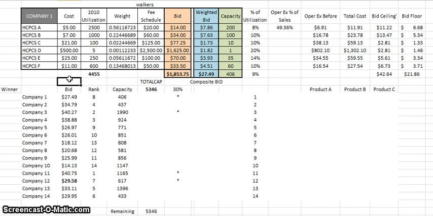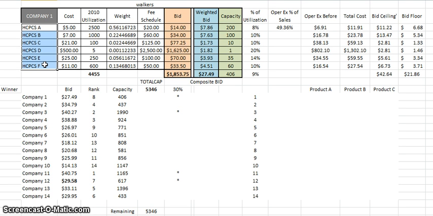So, walkers is the overall product category, and then within that category, we have a list of HCPC codes that we're going to be bidding on. And each of those HCPC codes are going to be calculated in the overall bid.